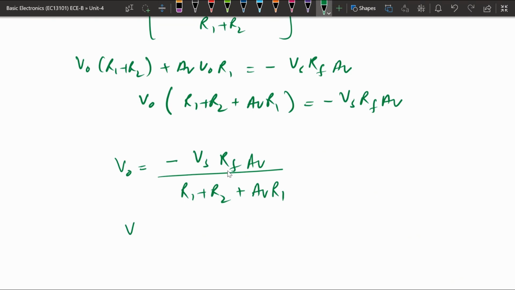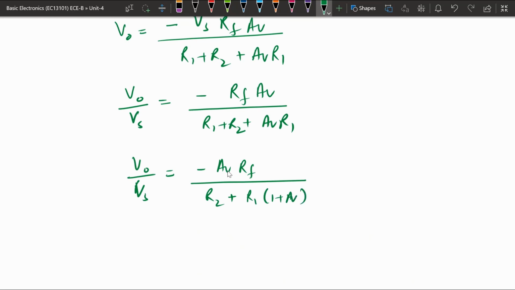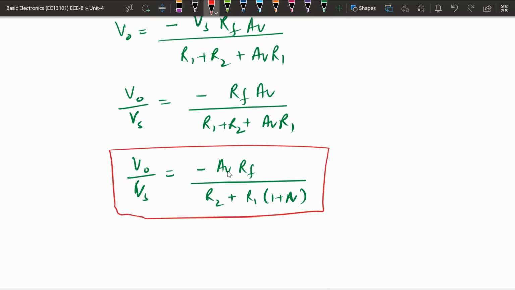And if we find V0 divided by the input, that is Vs, it will be minus Rf into Av divided by R1 plus R2 plus Av R1. Okay, so this is the final output we are getting, or we can represent it in an easier manner: V0 by Vs is minus Av Rf divided by R2 plus R1, where we take R1 common, so it will be R1 (1 plus Av). So this is the output divided by input, that is gain.